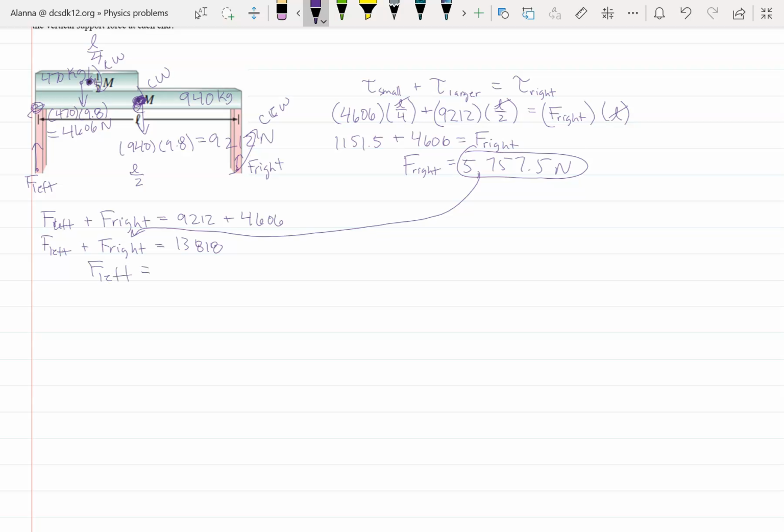Then you can go ahead and plug that in right there and get that the left-hand force is equal to 8,060.5 newtons. So hopefully you have a better idea of how to solve static equilibrium problems.